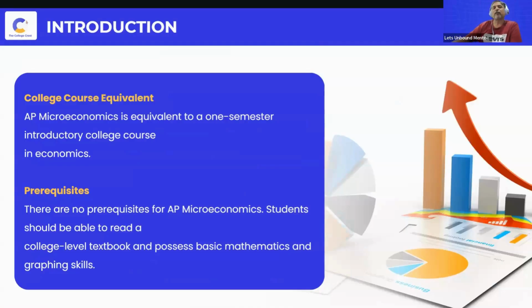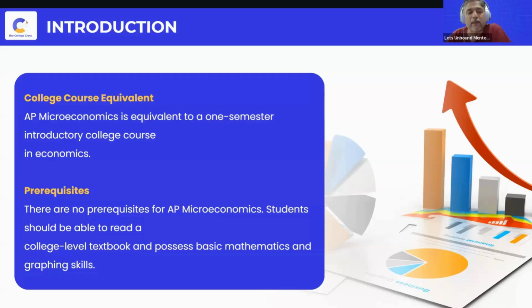College course equivalence. So the AP Microeconomics is equivalent to a 1-semester introductory college course in economics. So as far as your credits are concerned, if you have a good grade over the AP Microeconomics examination, it would be considered as a 1-semester college course in the US. Prerequisites, there are no prerequisites. That is the best part of this course.